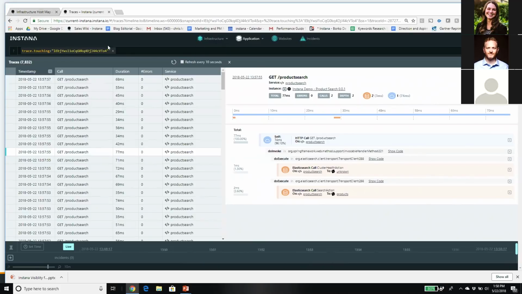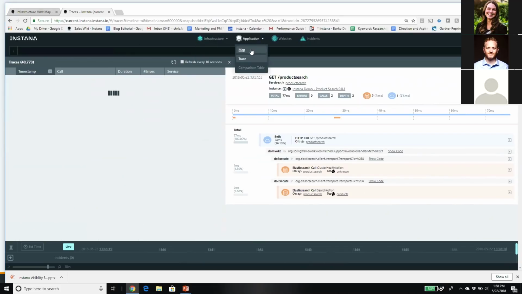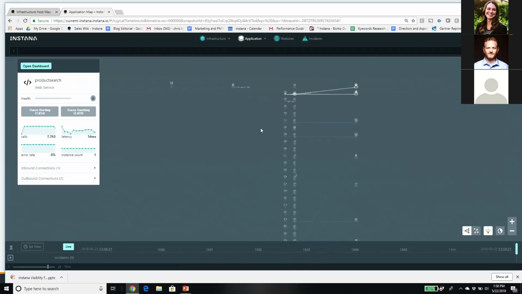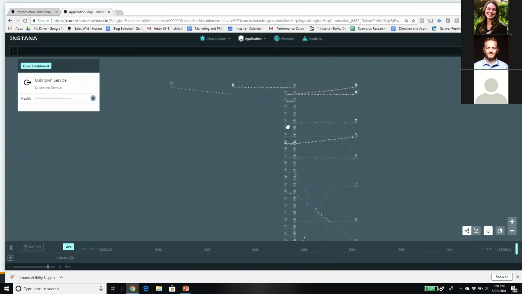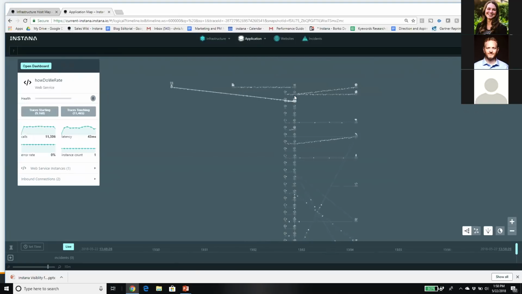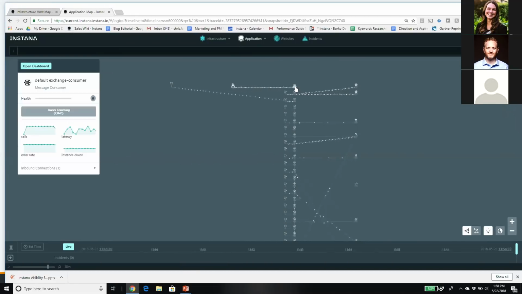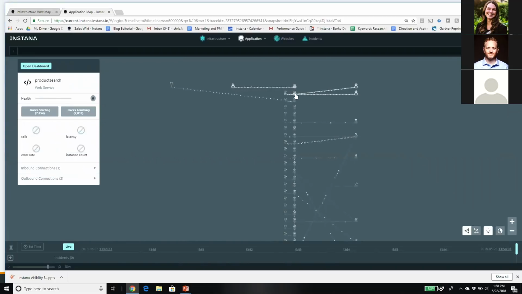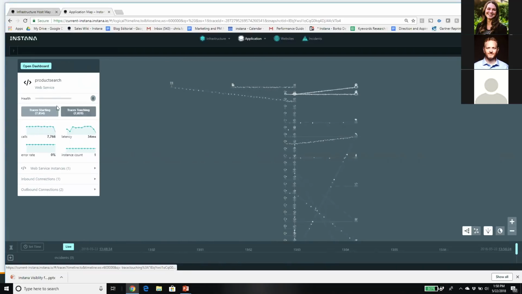Let's go back to the map and let's see if we can pick a different service. Maybe down here. I'm looking for a shop service. So we'll go back to the product search.